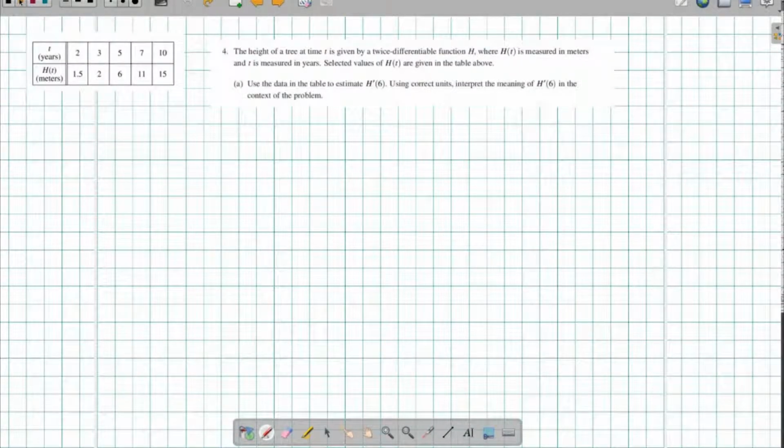Taking a look at problem 4, we're given this table and they tell us that the height of a tree at time t is given by a twice differentiable function h, where h of t is measured in meters and t is measured in years. Selected values of h of t are given in the table above. It says, use the data in the table to estimate h prime of 6 using correct units, and interpret the meaning of h prime of 6 in the context of the problem.